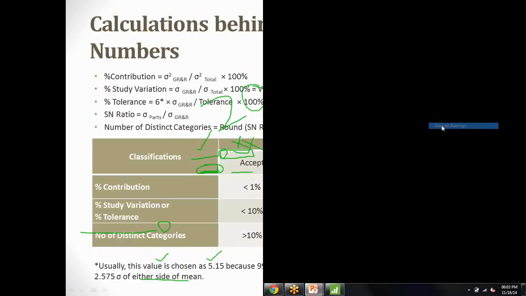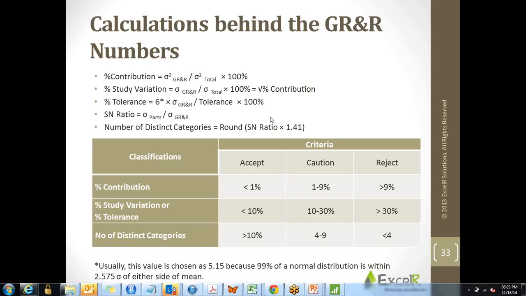If you want to know more details on how these values are calculated, you can refer to these formulae. And here are a few of the criteria which are once again mentioned. Somewhere a star is mentioned. Okay, all right.